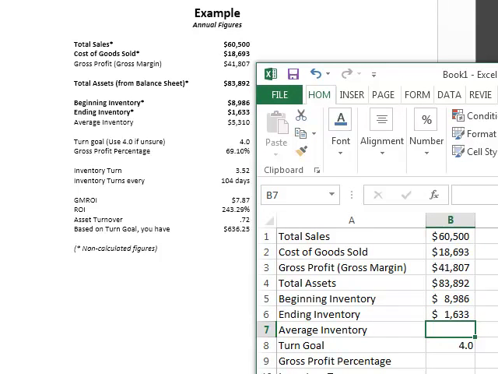Once again, total assets is a pre-entered number, so we have beginning and ending inventory, so we're ready to move to average inventory. We have 2 numbers to work with, so we do equals, parentheses, our beginning plus our ending, closing, divided by 2. So to figure this, we take our beginning inventory and our ending inventory and divide by 2. If we were doing this by a quarter, maybe we're trying to get that figure, then we would take 3 months and divide by 3 or something like that, depending upon what your goal is. 5309.5, or in the example we rounded it to 5,310. We've set our turn goal at 4, and we're ready to move on to gross profit percentage.